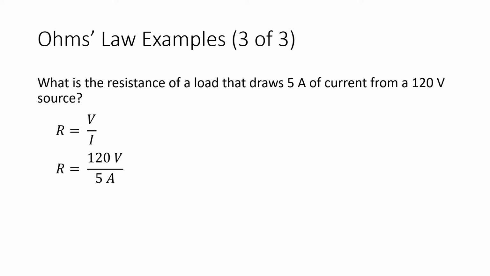Substitute in our known quantities. R equals 120 volts divided by 5 amps, and solve for R equals 24 ohms. Again, we have to have the unit symbol, the Greek letter omega, for ohms for the answer to be correct.